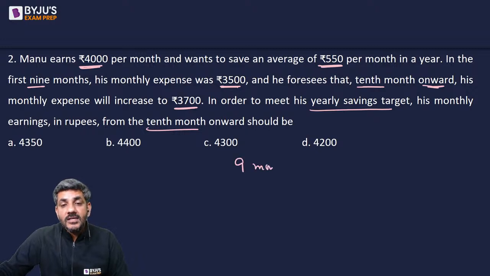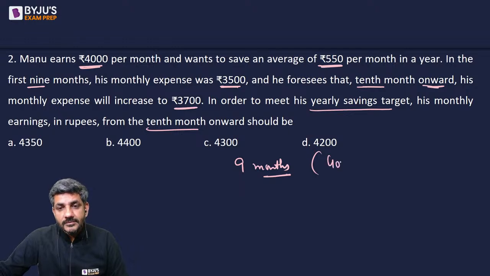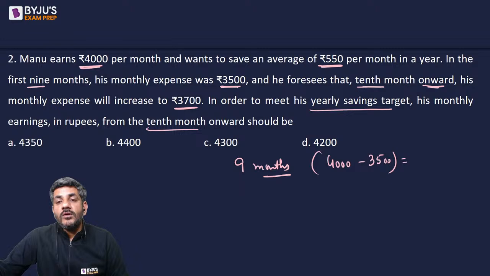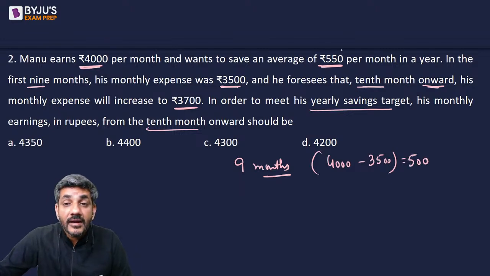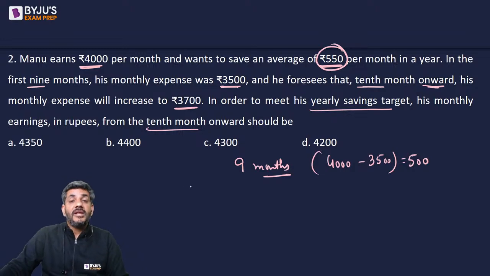Now, in the first 9 months, his income was 4,000, his expenditure was 3,500, so he was able to save only 500 per month, whereas his target is to save 550 per month.